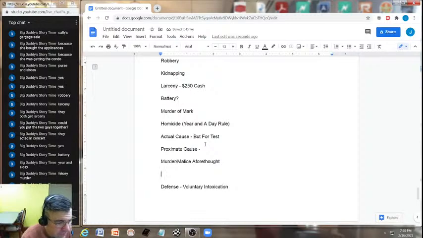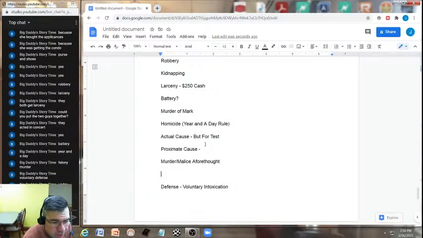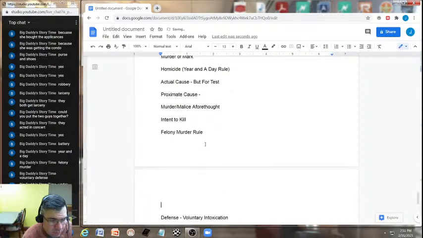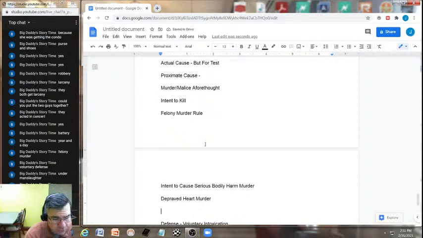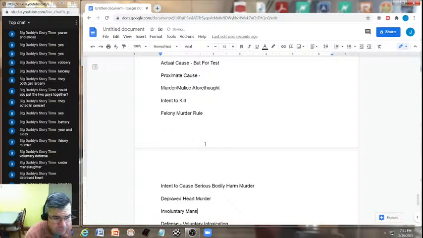Right, voluntary intoxication defense. Yes, exactly. Now here we're probably going to be able to get, let's see, probably depraved heart. Let's see. Intent to kill. Felony murder rule. Intent to cause serious bodily harm. And depraved heart. And we're also going to argue possibly involuntary manslaughter. Yeah, exactly. Criminal negligence. Okay.